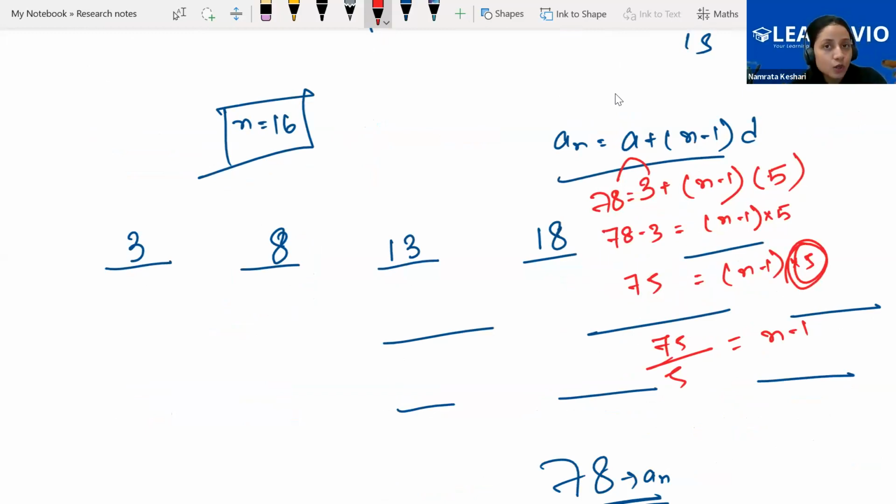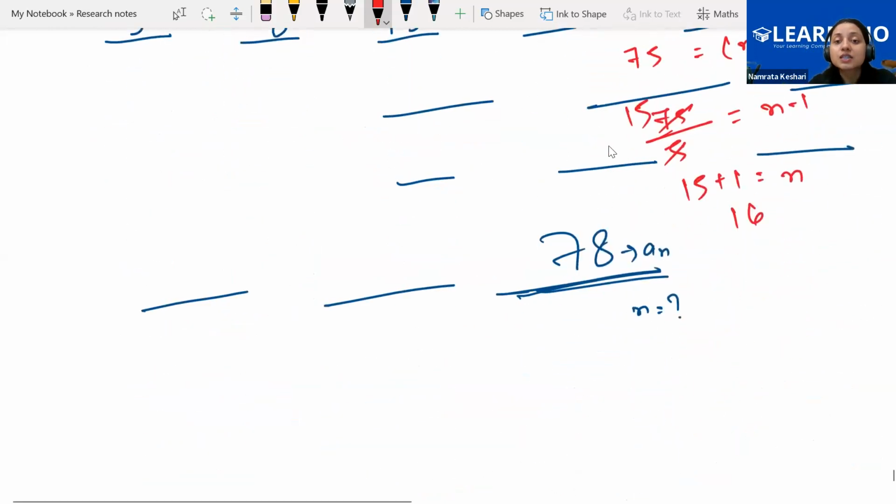This is my way of solving it. If you have solved it your way, doesn't matter. Our answer has to be same. So 5 times 5, 5 times 15. And we are getting 15 plus 1, that is 16. So at 16th place, 78 is sitting. Which place? 78 is sitting at 16th place.